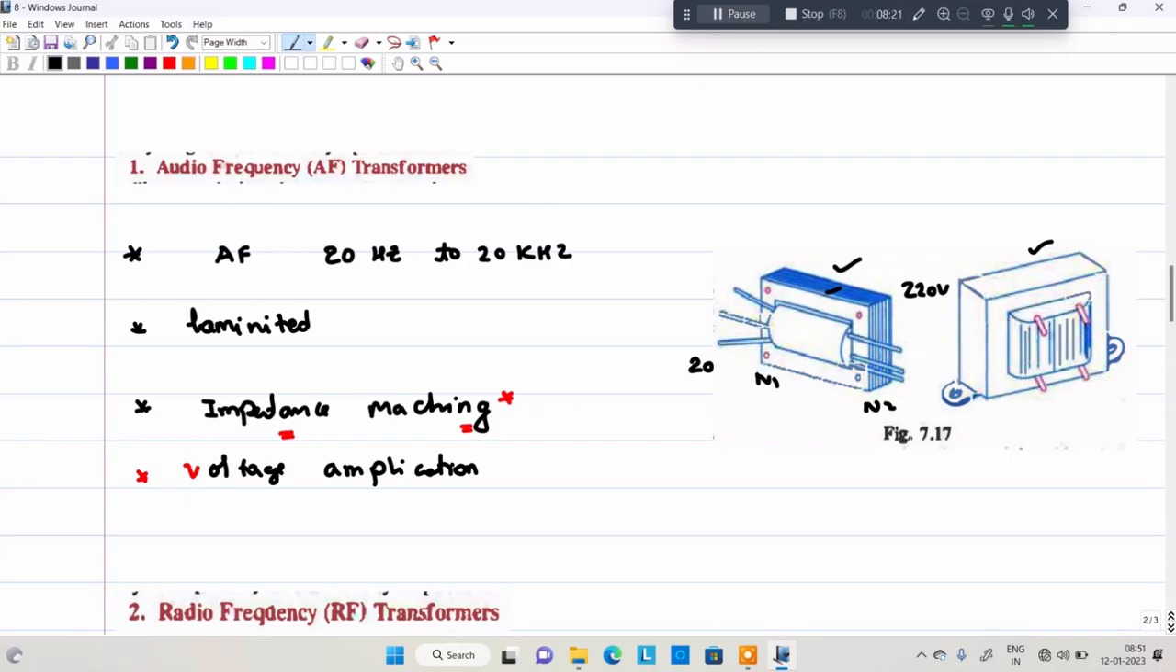So these are some of the applications of the audio frequency transformer. In the examination, they will ask a question like, for impedance matching, which type of transformer do we use? It is the audio frequency transformer. Of course, the remaining transformers are also used in their particular frequency ranges. This is the impedance matching device for the 20 Hz to 20 kilohertz range.